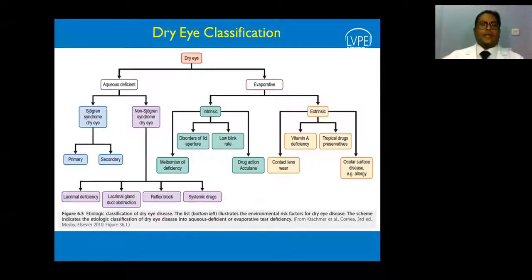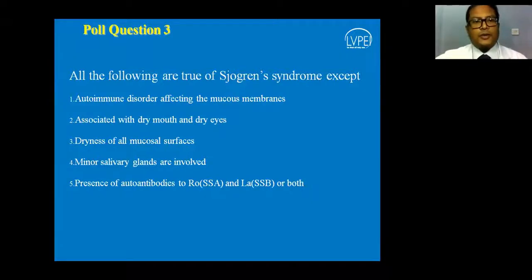Yeah, and there are several non-Sjogren dry eye syndromes, which include lacrimal gland deficiency, lacrimal gland duct obstruction, reflex block, and systemic drugs. The other category of dry eyes includes evaporative dry eye, which includes intrinsic and extrinsic mechanisms, and we shall be discussing all of these subsequently. So Sjogren's is a very common and important cause of dry eyes. So can we take this audience poll of what is true of Sjogren's except?